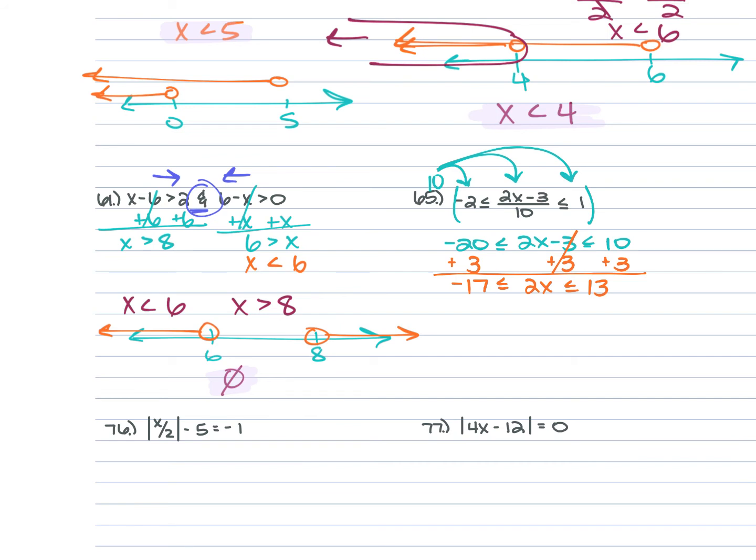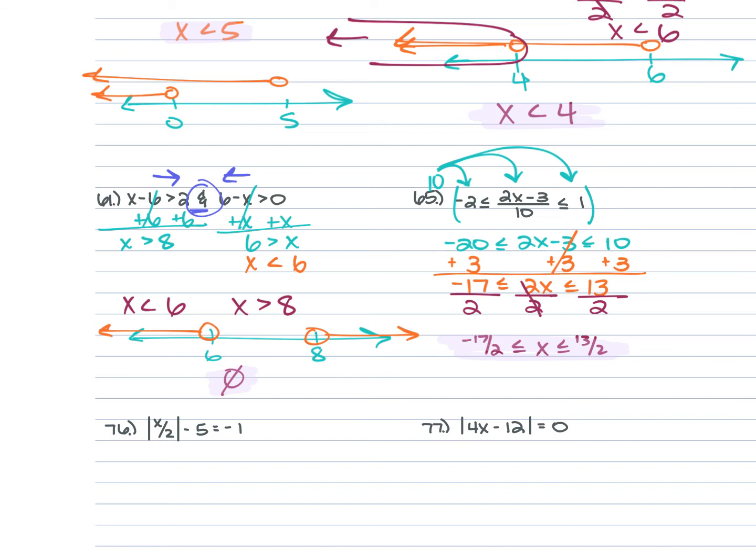Now what? Divide everything by that 2. So divide out the 2 from the middle. Those cancel. You do it to the negative 17 and the 13. So this gives us, you can keep it as improper fractions in simplest form, negative 17 over 2 is less than or equal to x, which is less than or equal to 13 over 2. Is the fraction on the left of this inequality smaller than the one on the right? Yes, so leave it the way you have it. This is your answer.